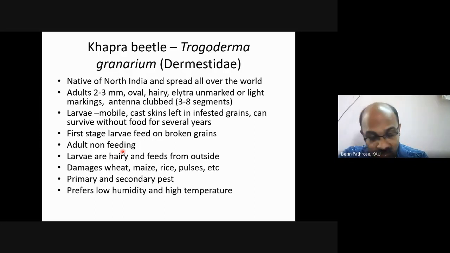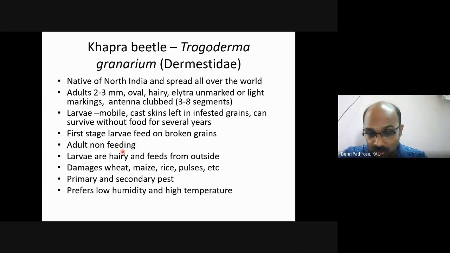It is slightly smaller in size, 2 to 3 mm, with an oval, hairy body, clubbed antennae, and elytra unmarked or with light markings. It prefers high temperature and low humidity, so it is usually present in North India and not in the southern part of the country. The grubs are the damaging stage. Adults are non-feeding. Grubs are hairy in nature.